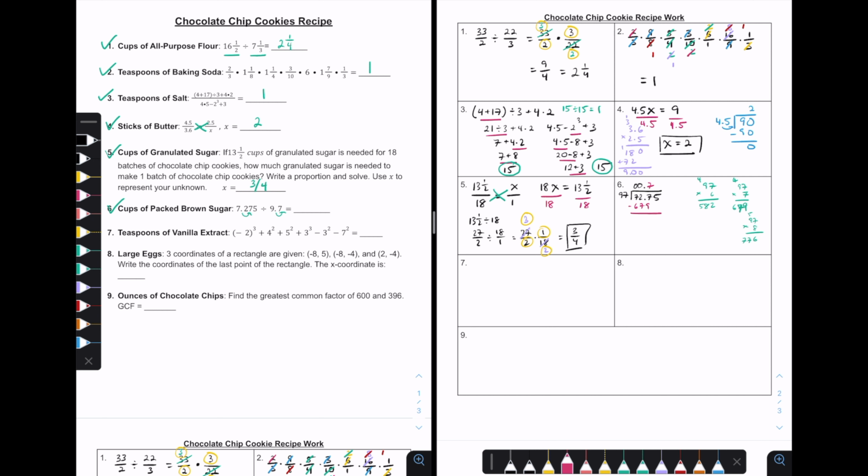17 minus 9 is 8. 71 minus 67 is 5. When you have the numbers, do you add them or multiply them? Multiply them. Okay, so then we're done.